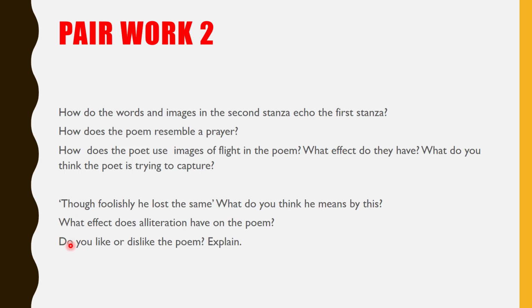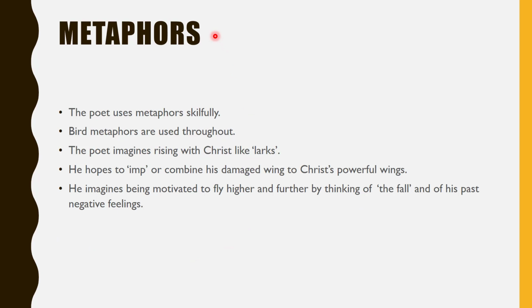So let's look at some metaphors. The poet uses metaphors skillfully. Bird metaphors are used throughout. The poet imagines rising with Christ like larks. He hopes to imp, or combine, his damaged wing to Christ's powerful wings. He imagines being motivated to fly higher and further by thinking of the fall of Adam and Eve and of his past negative feelings and sufferings.